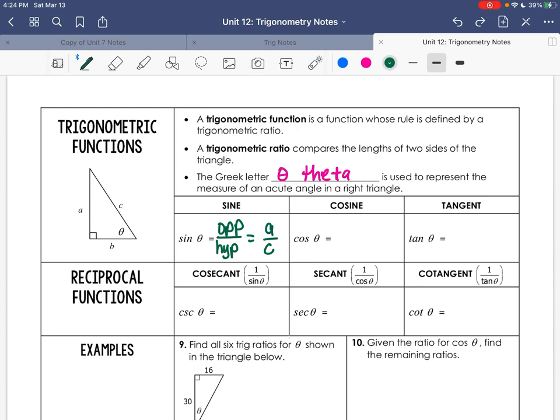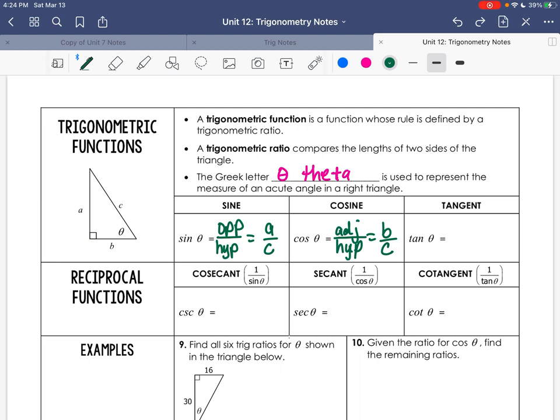For cosine, we're talking about adjacent over hypotenuse. So that would be B over C. So adjacent is the leg that helps make the angle. So one of the legs is the hypotenuse, so we're not talking about that one. That's the C part. So adjacent means that this leg made part of theta. So that's where that comes from.